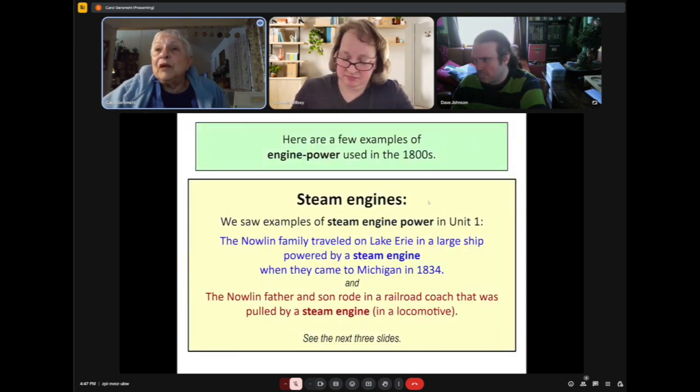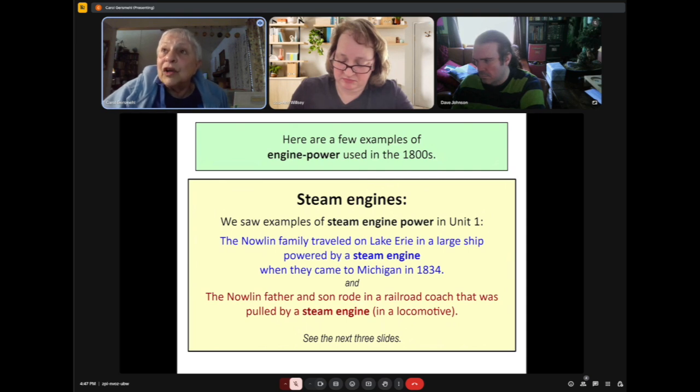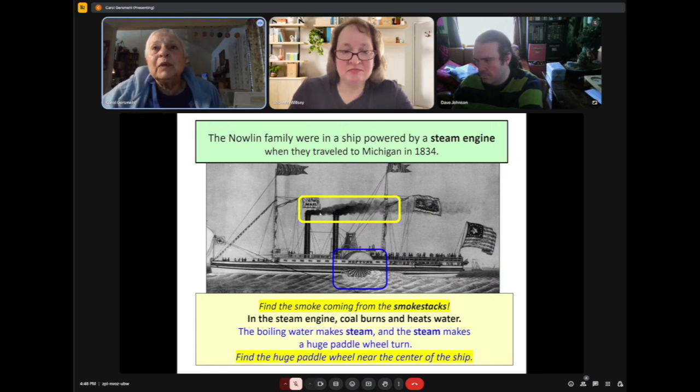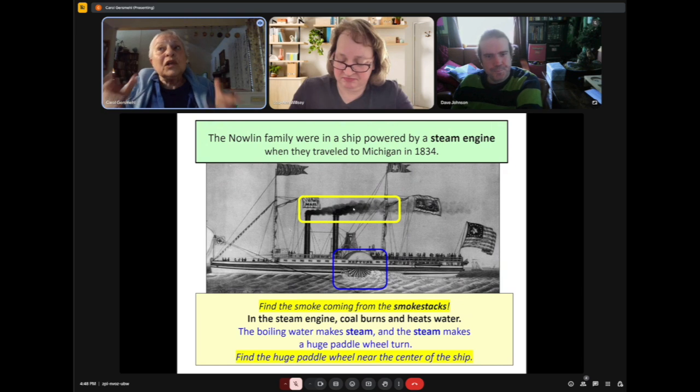You remember that we did hear about steam engines, not gasoline engines, when we saw the Nolan family. For example, the Nolan family rode from New York in a steamboat with a steam engine. You can see the smoke because they're burning coal. The coal heats water. Water heats up. It makes steam, and steam pushes, and the steam drives the great big paddle wheel that makes the boat go.